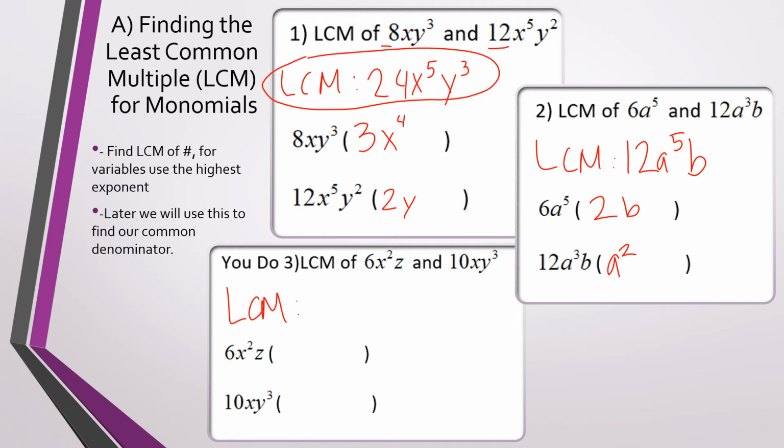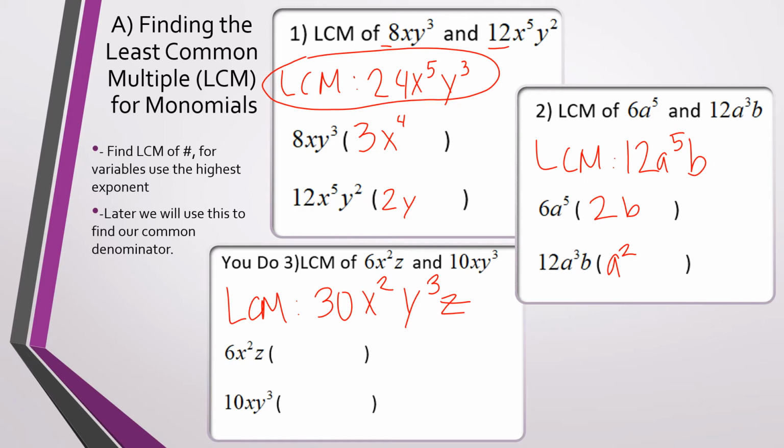Your LCM here between 6 and 10. So think of the multiples of 10 that are multiples of 6. So we have 30 and we have 60. So I'm going to use 30 because it's smaller. You want the least common multiple possible. Between the x's, my highest exponent that I have for x is x squared. I also have a y to the third, and I have a z. You need to use all of the variables. You can't just skip one.